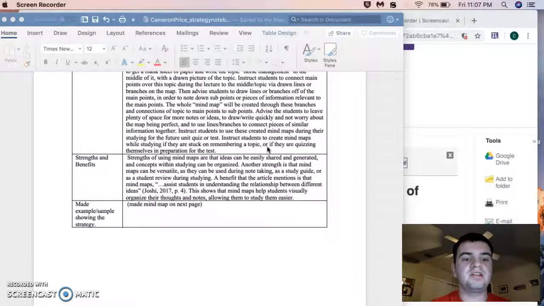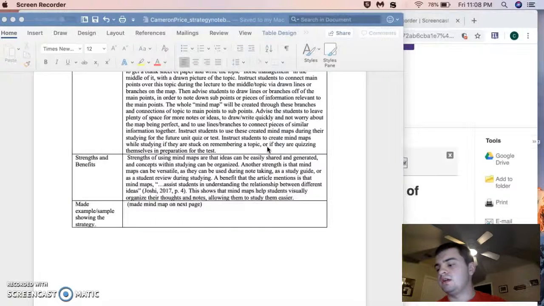And then you tell the students to leave plenty of space on it, just in case they have to add more notes that they missed, or if they have to write more ideas down. And then you tell them to draw quickly, because it doesn't have to be perfect, because it's just a note-taking visual organizer type thing. So it's not about being perfect, it's about getting the information down and serving as a visual organizer. And then another piece of advice you can give them is to use the lines and branches to connect similar pieces of information together. So whatever main topic one is, you would have the similar information or the subpoint connected to it.